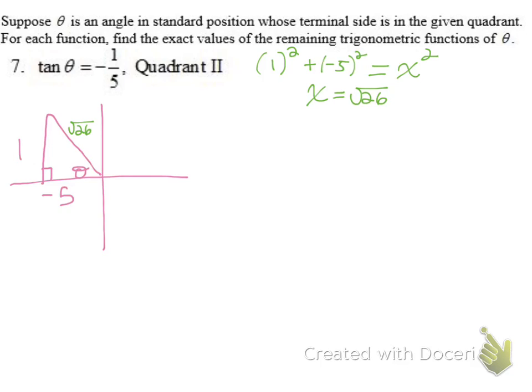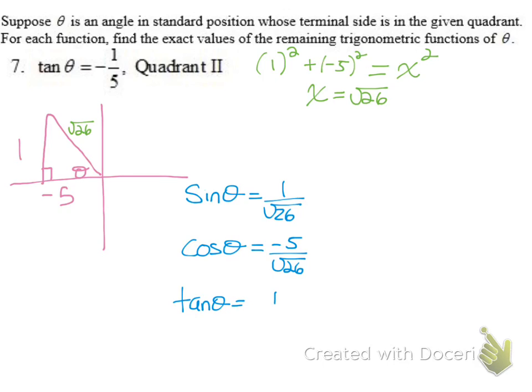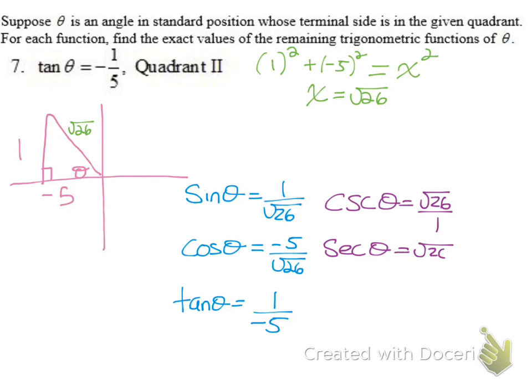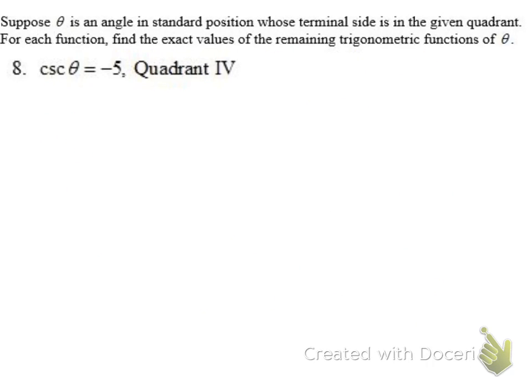So now it's time to list the 6 trig functions. Sine of theta, 1 over the square root of 26. Cosine, negative 5 over the square root of 26. Tangent, 1 over negative 5. Now the reciprocal functions. Cosecant theta, root 26 over 1. Secant, root 26 over negative 5. And cotangent, negative 5 over 1. So one more problem for you guys to try. Go ahead and pause the video and try problem 8.